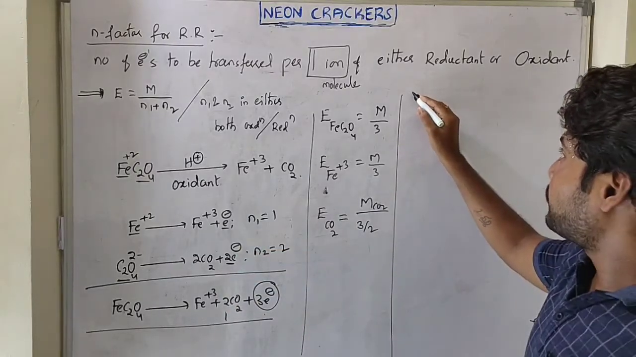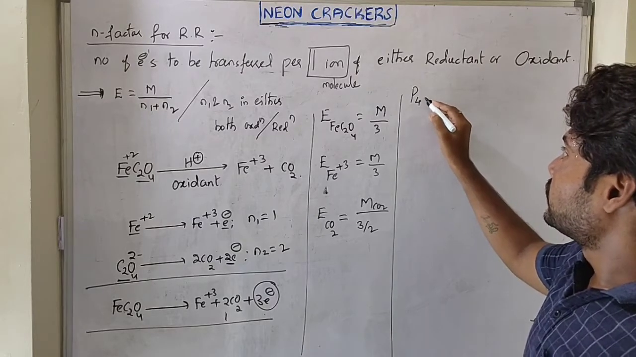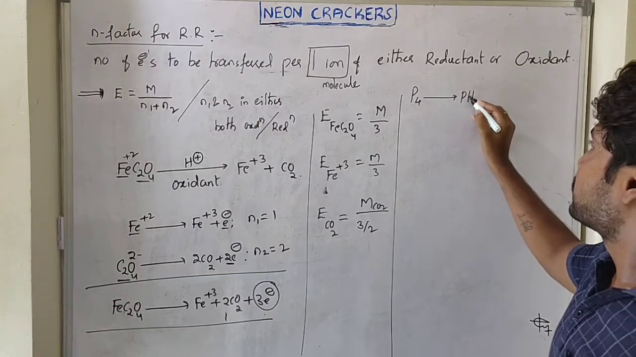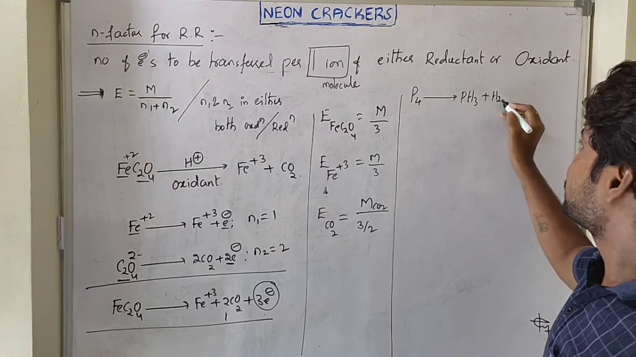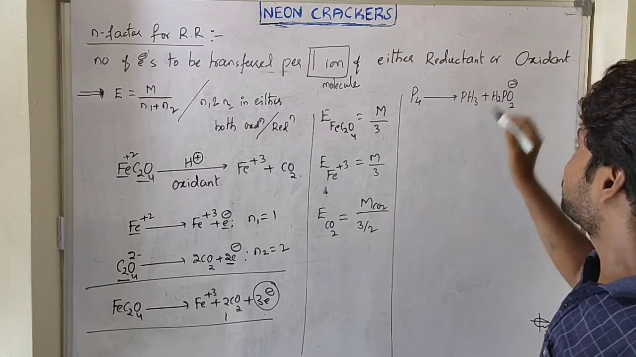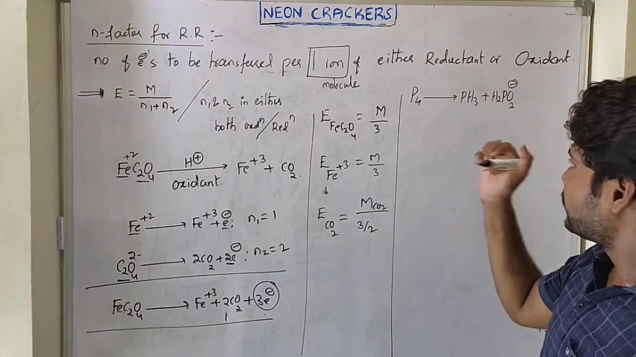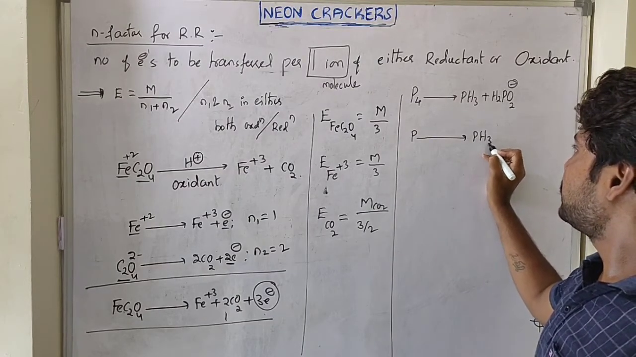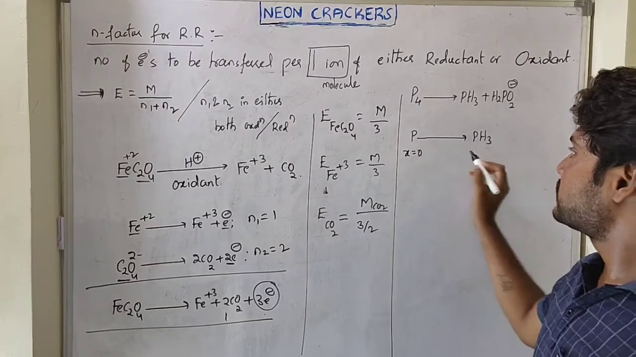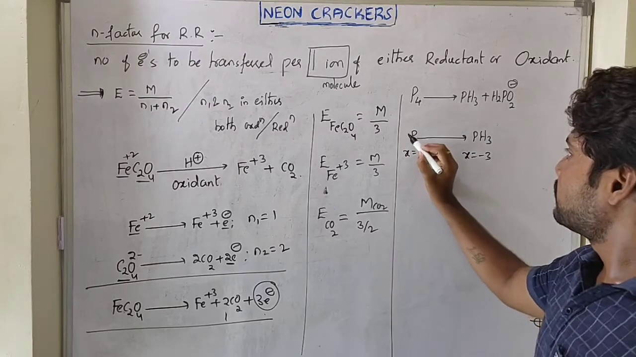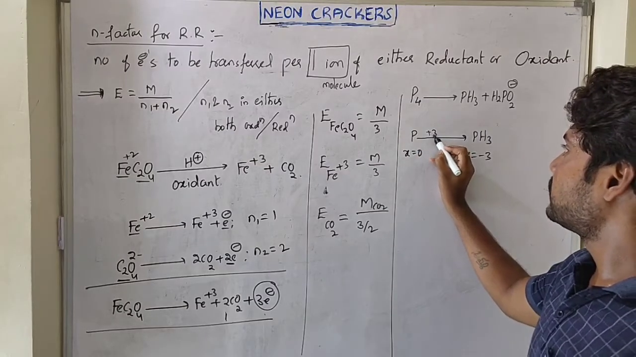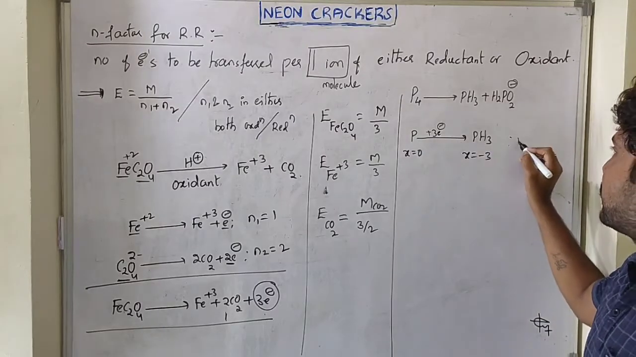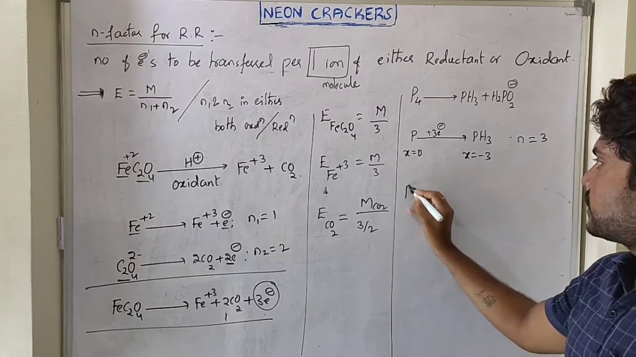Now another example, the phosphorus molecule I mentioned in the last video. In basic medium, P4 converts to PH3 plus H2PO2 minus. In the balancing equation, consider this as a single atom. In P to PH3, x goes from 0 to minus 3, so 3 electrons are to be added. Per 1 phosphorus atom, 3 electrons, so what is the N factor? 3.